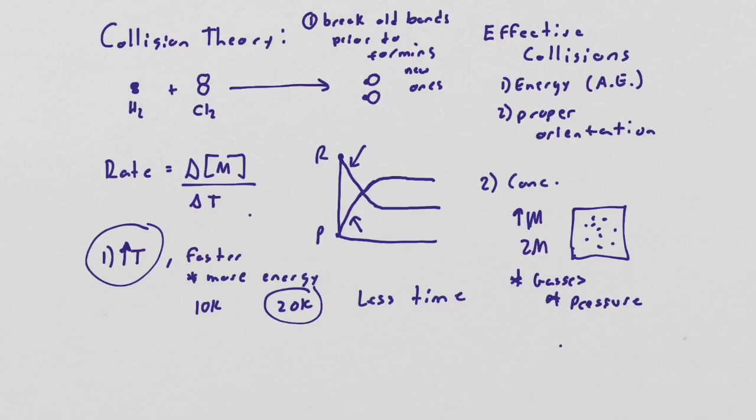So no matter what it says, if they say anything about increasing temperature, both the forward and reverse rate go faster. If they lower the temperature, both go slower. The difference is they don't change the rates equally, but they do change the rates of both of them. That's it. That's collision theory.